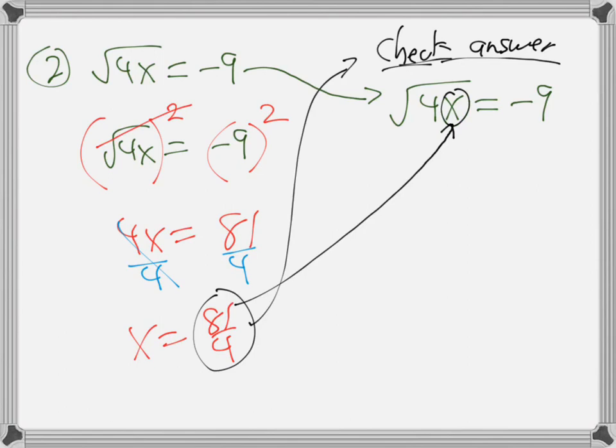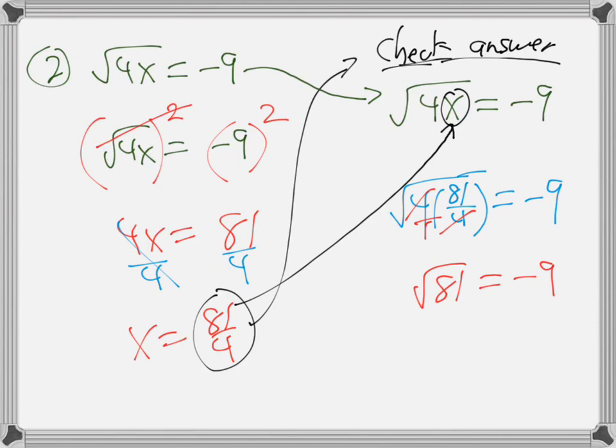And so what are we going to get? Square root of 4 times 81 fourths is negative 9. Is that true? Well, the 4's cancel, right? Because this is 4 over 1. Cross cancel. So what are we left with? Square root of 81. And what is the square root of 81? What times itself is 81? 9. Positive 9, not negative. Does that equal negative 9? No. So this is crossed off. No solution. There's actually no solution to that question.